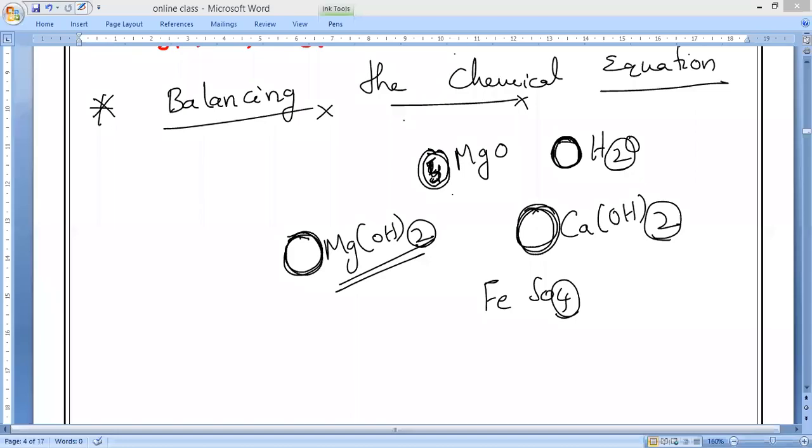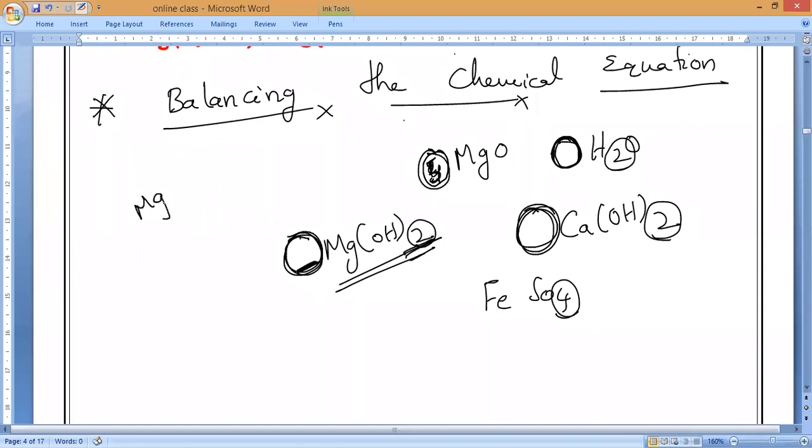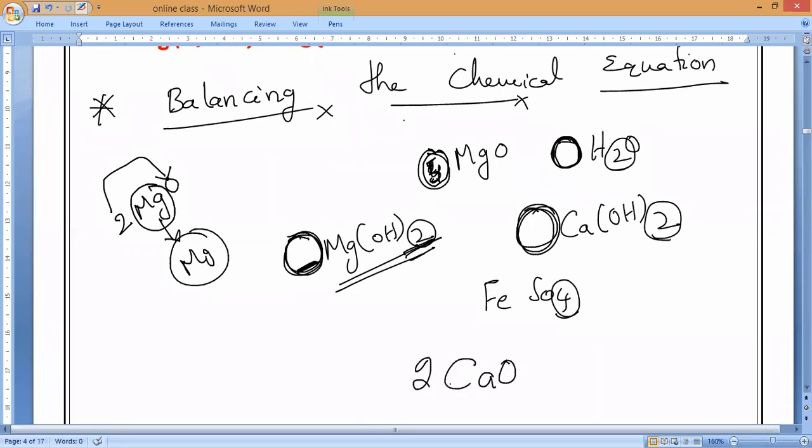You should remember that we only have the right to change the coefficient when balancing a chemical equation. Only it is possible to change where? In the coefficient. Understand? So the formula should not change anywhere. And next, remember, if I try to multiply the number of oxygens by 2, then the number of atoms of magnesium also changes. Understand?